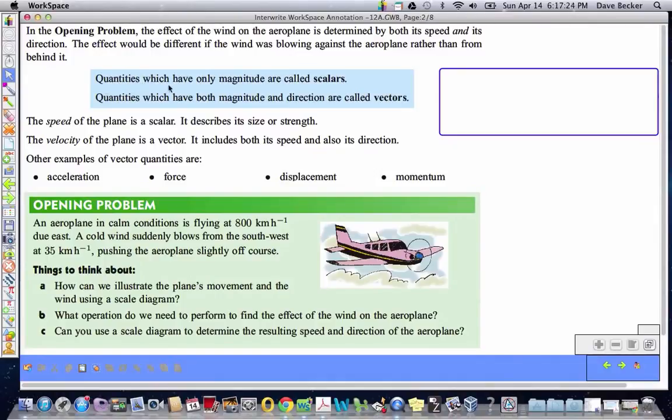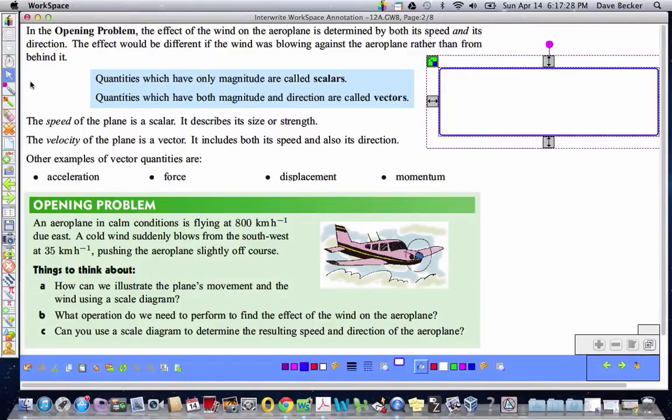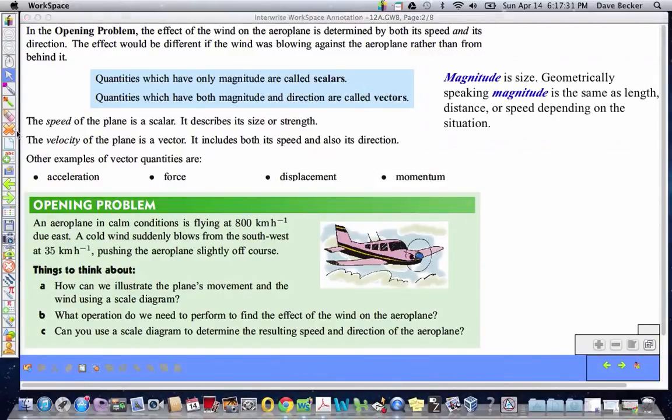Quantities which have only magnitude are called scalars. Well, what in the world is magnitude? Well, magnitude is very simple. It's size. Geometrically speaking, magnitude is the same as length, distance, or speed, depending on the situation. So it's something that can be measured. Quantities which have both magnitude and direction are called vectors. So scalars just have magnitude, vectors have magnitude and a direction.